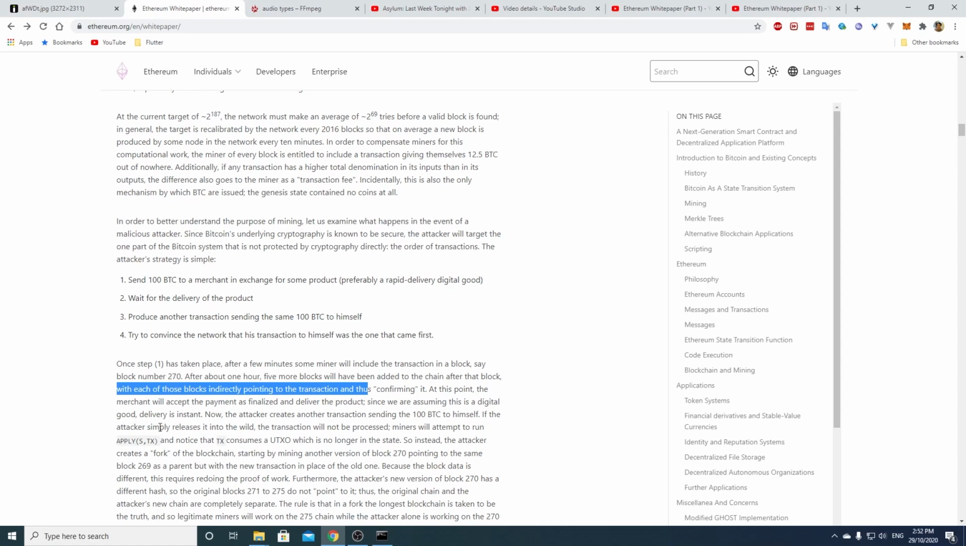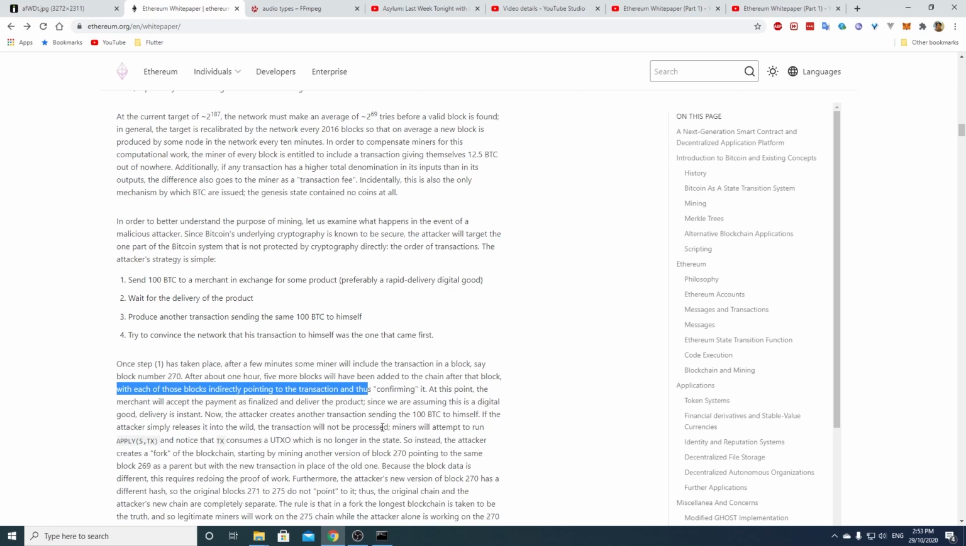So at this point, the merchant will accept the payment as finalized, because now he has seen like 6 confirmations, right? And deliver the product, since we're assuming that this is digital goods, delivery is instant. Now the attacker creates another transaction sending the 100 BTC to himself. If the attacker simply releases it into the wild, the transaction will not be processed, right?